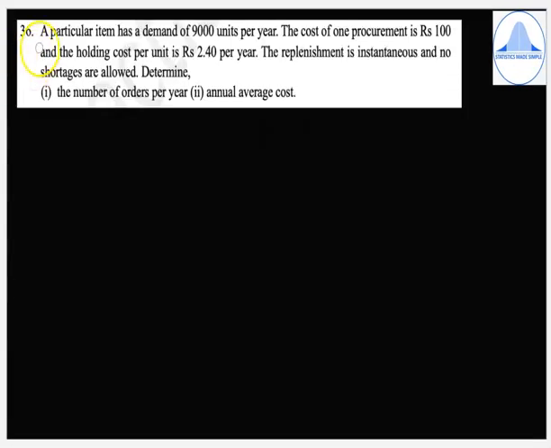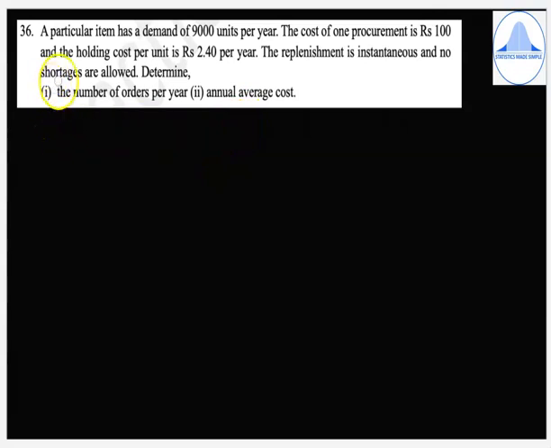36th question. A particular item has a demand of 9,000 units per year. The cost of one procurement is rupees 100 and the holding cost per unit is rupees 2.40 per year. The replenishment is instantaneous and no shortages are allowed. Determine the number of orders per year and also find the annual average cost.